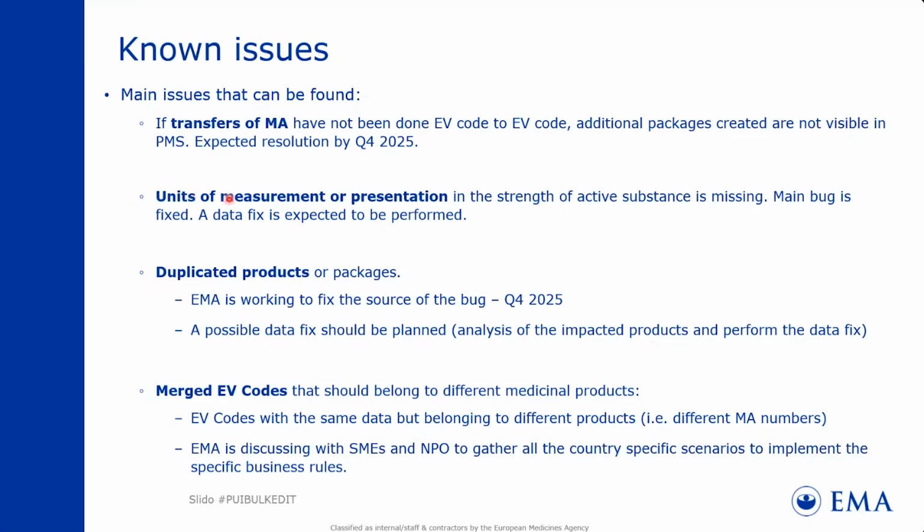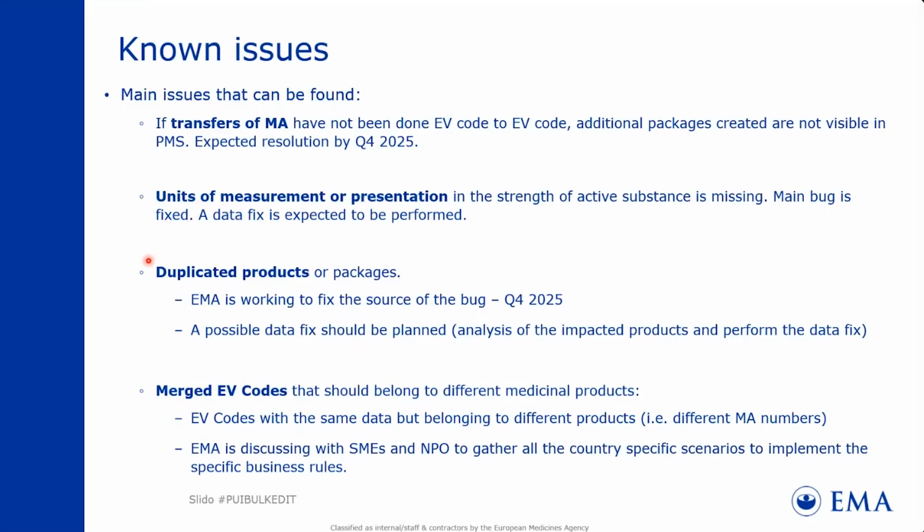Then the units of measurement and presentation on the active substance are missing in some products. So it means that if you go to the pharmaceutical product and you look for the active substance, you will see, instead of 10 milligrams in one tablet, you will only see 10 in one. So the milligrams in the tablets are missing. The main bug that was causing this issue is already fixed, and we are trying to see when we can do a data fix to solve the issue. Nevertheless, the normal updates to XMPD will also fix those problems. So if a product is affected and for some reason it is updated in XMPD, this issue will be solved in PMS.